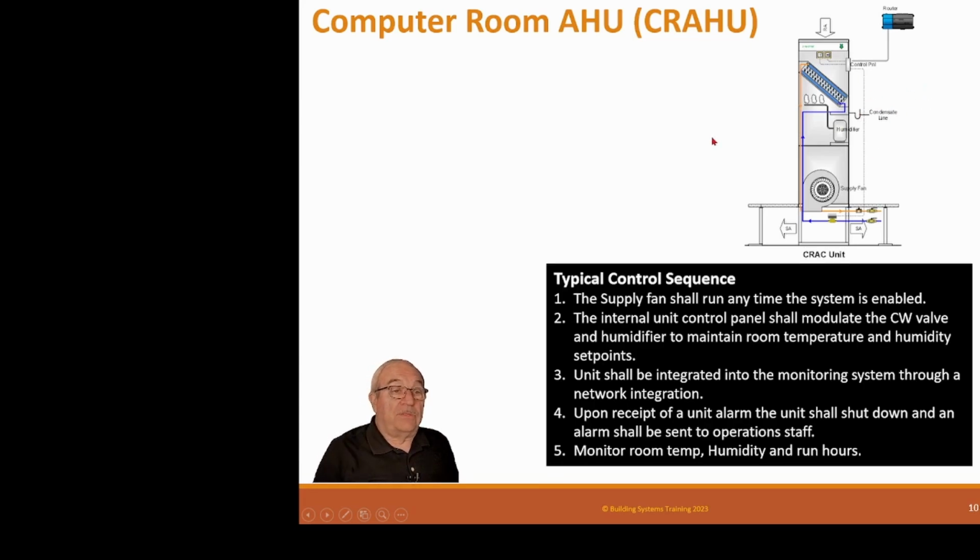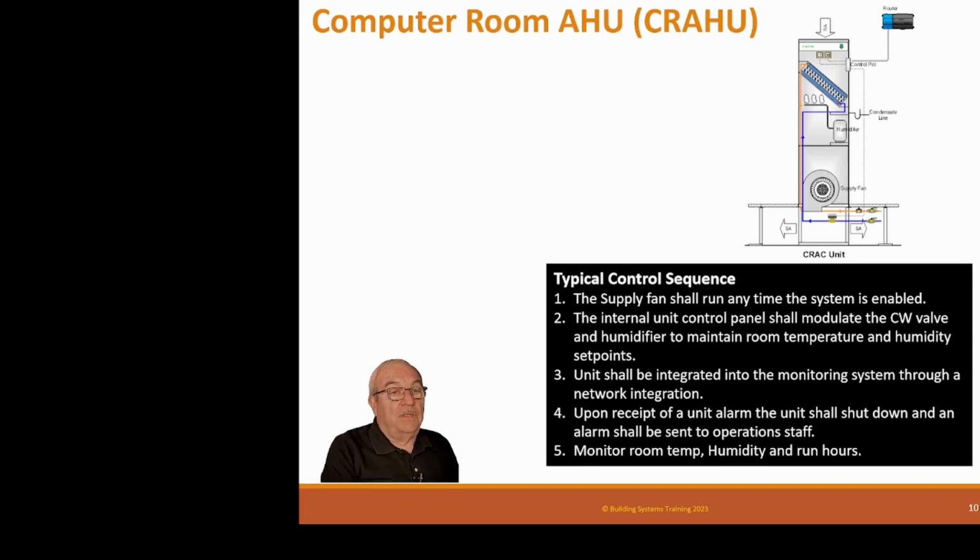Okay, the sequence of these is really simple. The supply fan should run anytime the system is enabled. They don't have outside air. The internal unit control panel shall modulate the chilled water valve and humidifier to maintain room temperature and humidity set points. They never need dehumidification, by the way. It's only humidification. And we humidify computer rooms because of static control. Static electricity is really damaging to solid state components, so they want to keep the static as low as possible. And the way you do that is by keeping your humidity up to 30-35%.